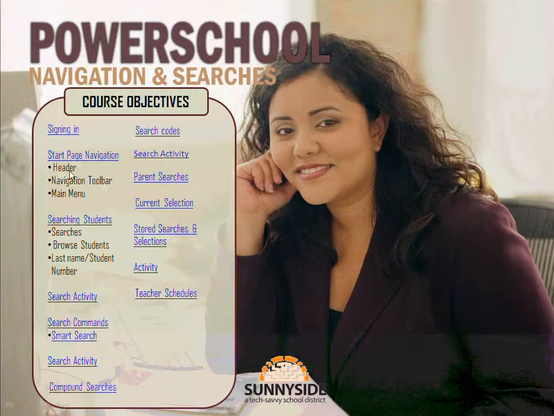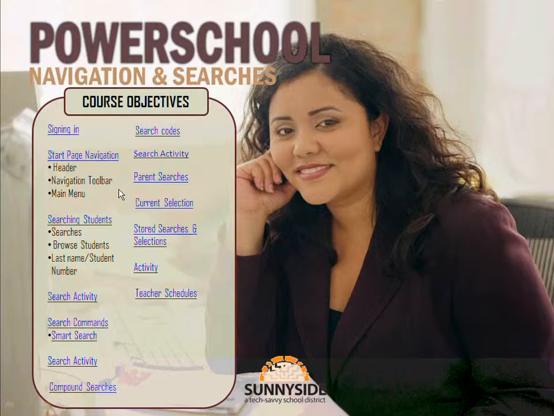So we talked about the header, we talked about the navigation toolbar, the main menu. We did a couple searches, and we did it by last name and student number. So we've covered all this section right here. We did the activity. So now we get into a little more complicated things on how to search for specific students with specific criteria. How do we do that?